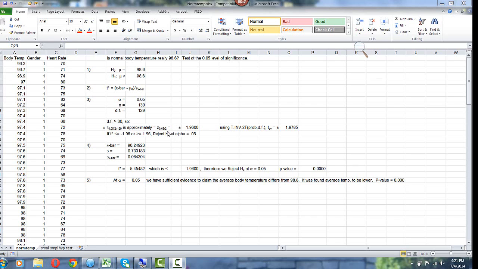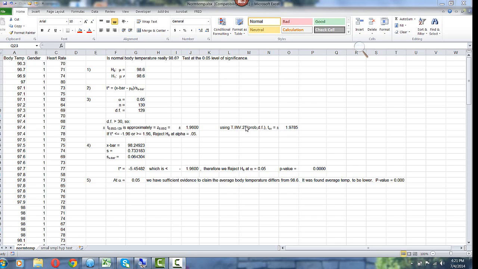So if I go to the z table and look for 0.475, because it's a two-tailed test, I've got 0.025 area to the right and 0.025 area to the left, so that leaves between 0 and the positive z an area of 0.475. When I look that up, I get 1.96. Since it's a two-tailed test, it's plus and minus 1.96. So if t star is less than or equal to minus 1.96 or greater than or equal to a positive 1.96, reject h naught at an alpha of 0.05.